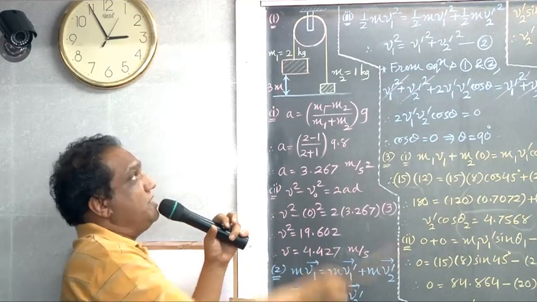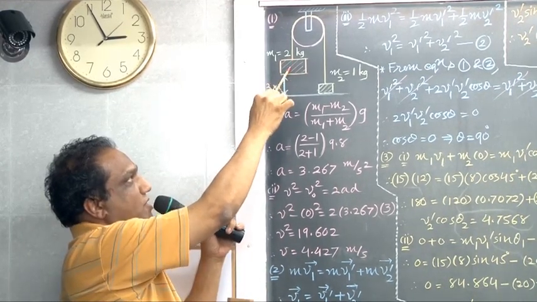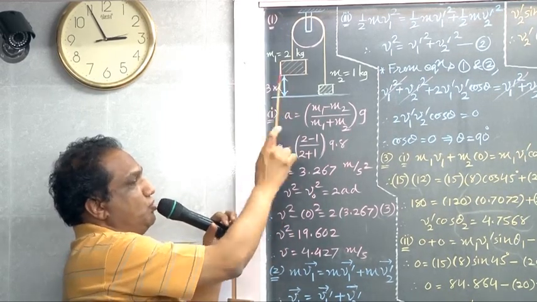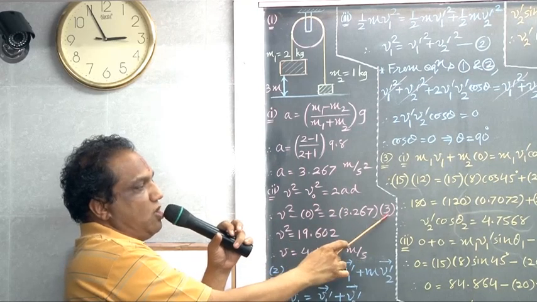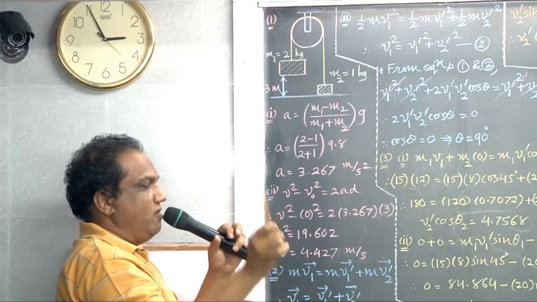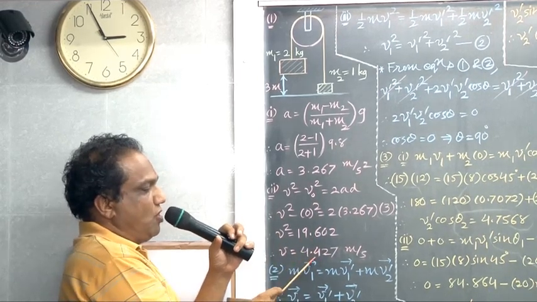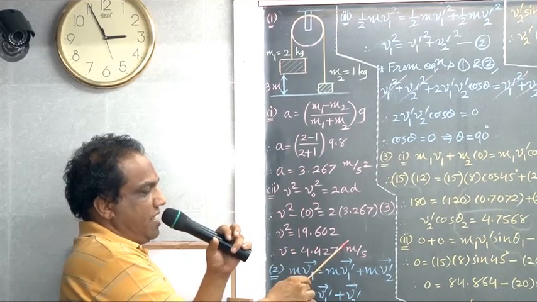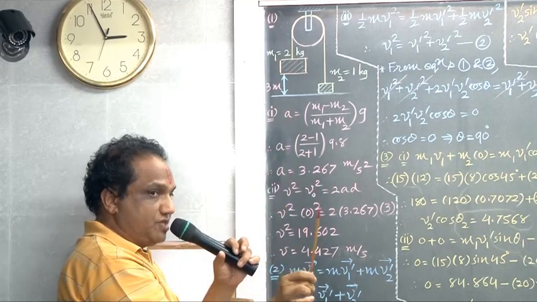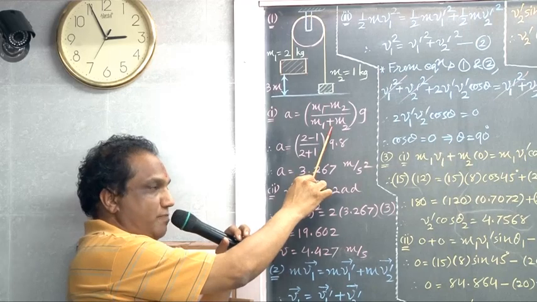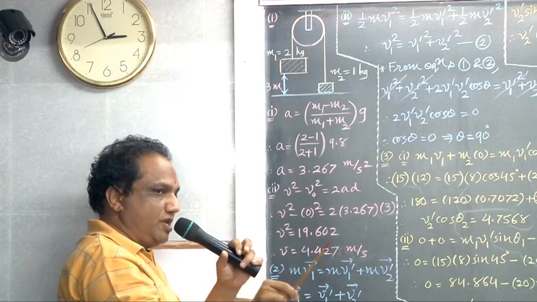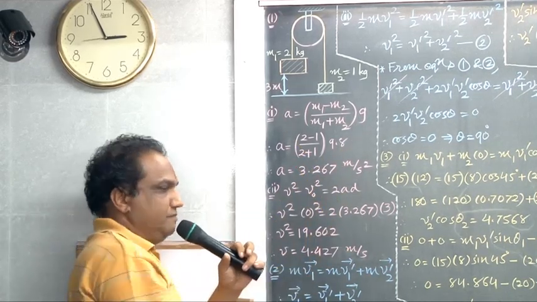What about displacement? This block is undergoing displacement from here to here. The displacement is just equal to the initial height. Initial height of this block is given as 3 meter. So this displacement is 3 meter. Now find out v square, you will get 19.602, and when you take the square root of this it is 4.427 meter per second. Okay, please remember this acceleration formula in words: difference in mass divided by addition of masses, difference upon addition, so it's a subtraction upon addition, into g. Simple. Next.